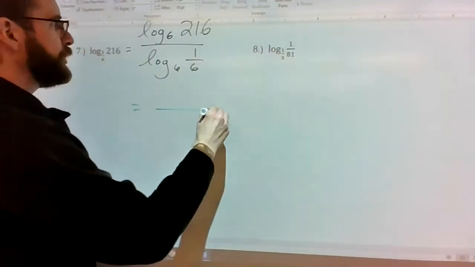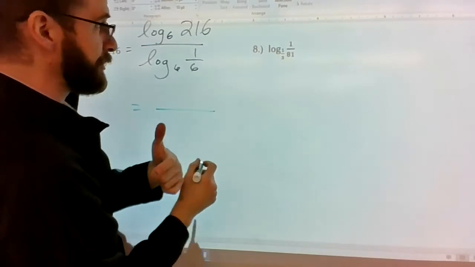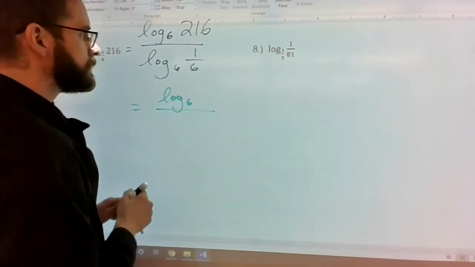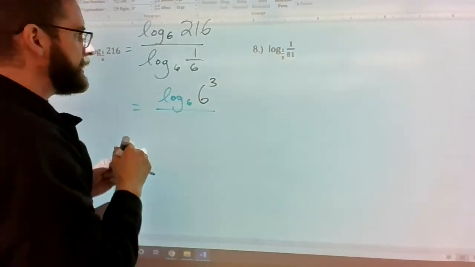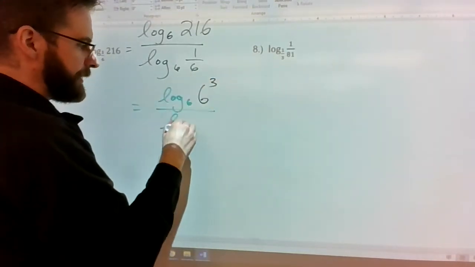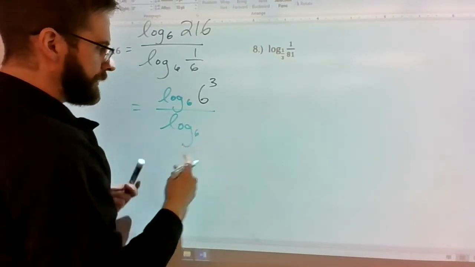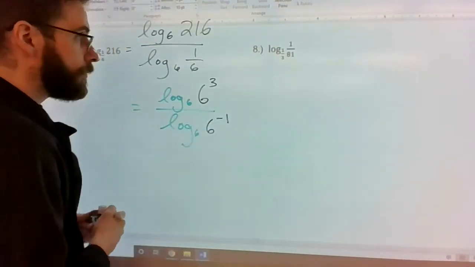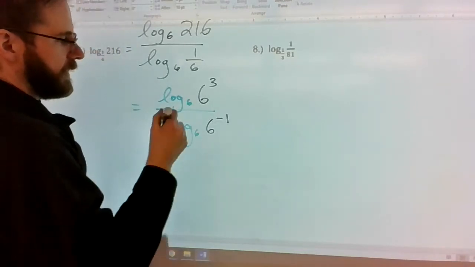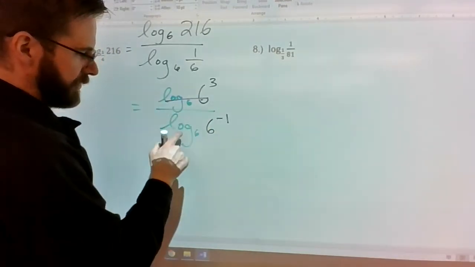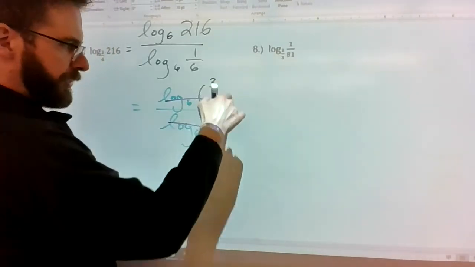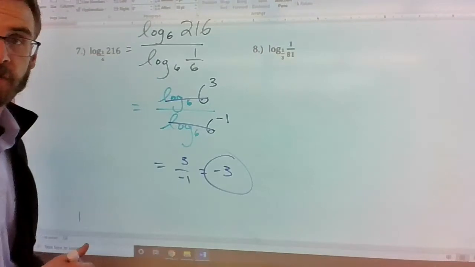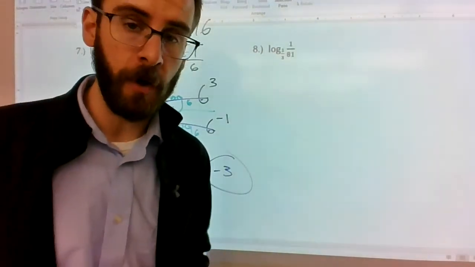From here, you can change the 216 into 6 to the 3rd power, and 1/6 is going to be 6 to the negative 1. Log base 6 of 6 cancels. 3 over negative 1 gives us negative 3 as our answer. Now, you guys pause it and try number 8 on your own.